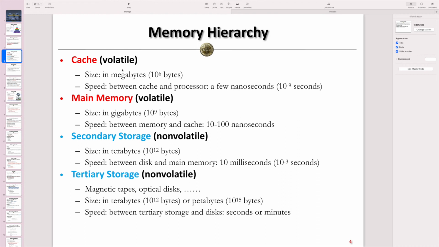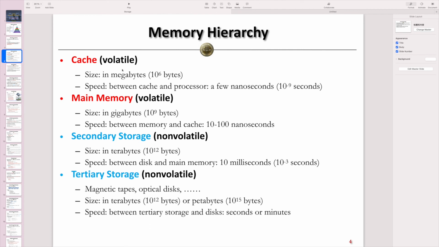Then we have the secondary storage space. It is non-volatile. In other words, the data stored in them will always be there, no matter what happens. The size of the secondary space can be several terabytes for the hard drive, right? And the speed for data transfer between disk and the main memory will be several milliseconds, which is much slower than the data transfer between memory and the cache, right?